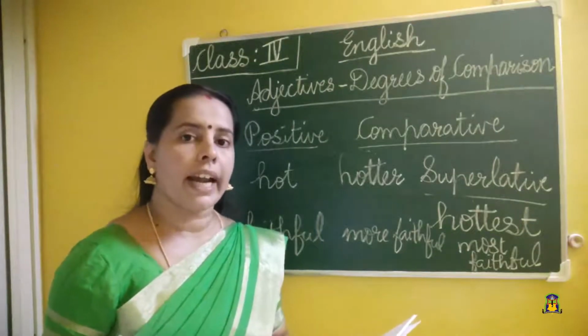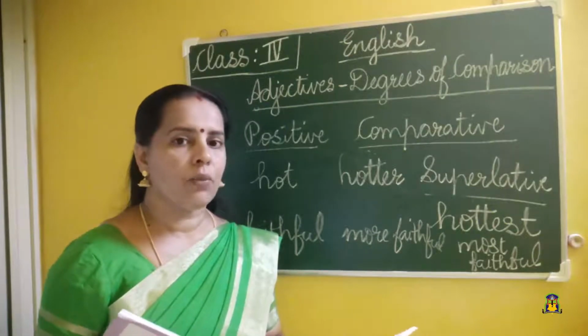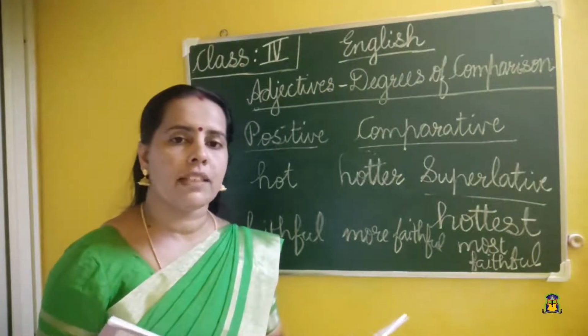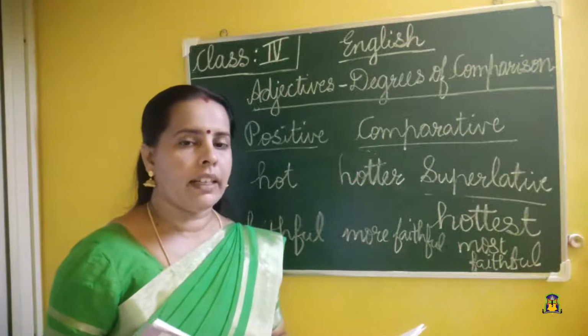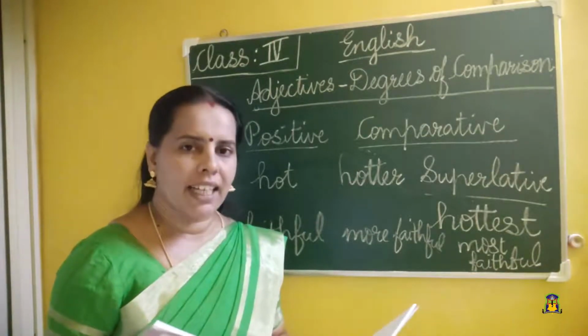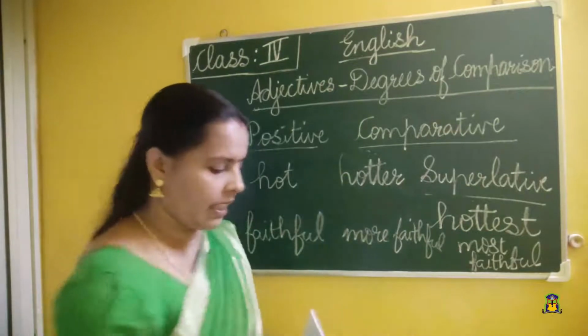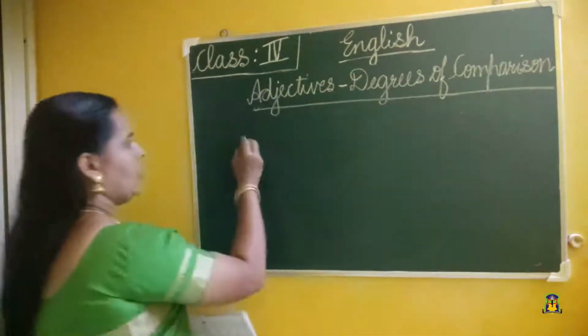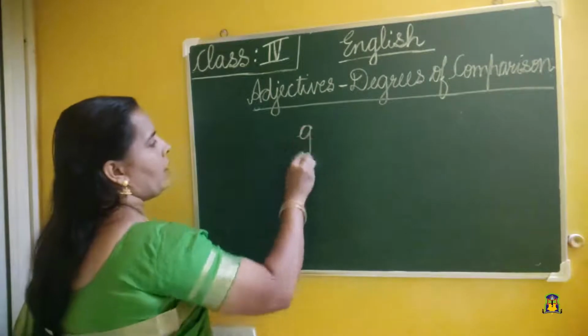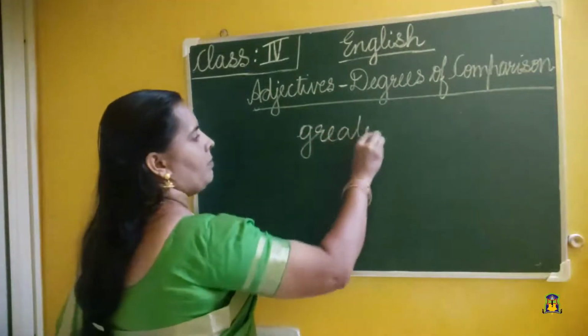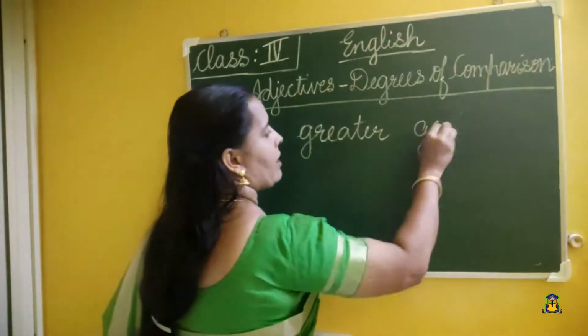First one, great. What is this? The comparative and superlative forms? Greater, greatest. Okay, very good. Adding er and est. Right answer is that. Greater, greatest.